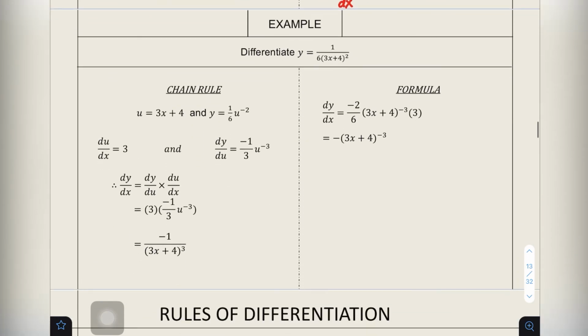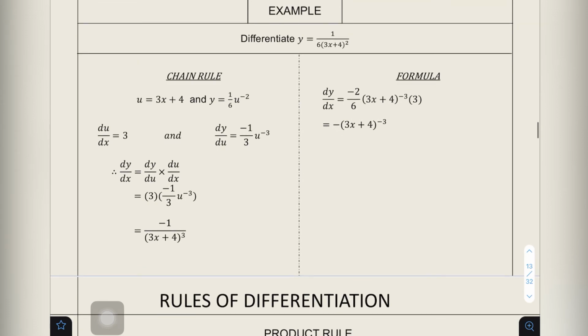Okay, let's see another example on differentiation of composite function. Let's say we want to differentiate 1 over 6 multiplied by (3x plus 4) to the power of 2. So how to differentiate? Remember, I told you before, when you want to do a process of differentiation, the variable that you want to differentiate cannot be in the denominator, cannot be in the bottom. You need to bring it to the top of the fraction.